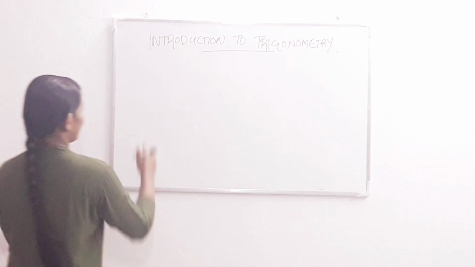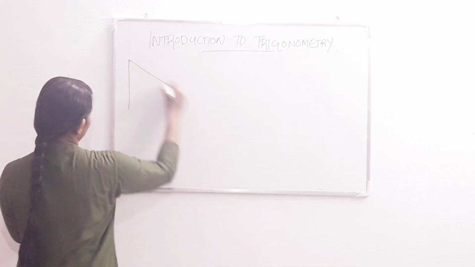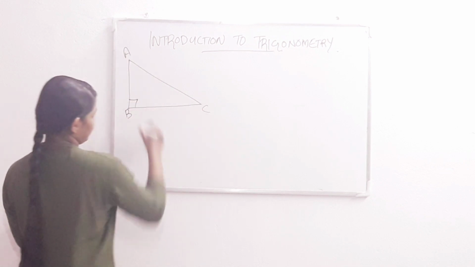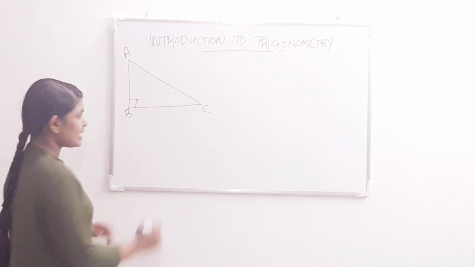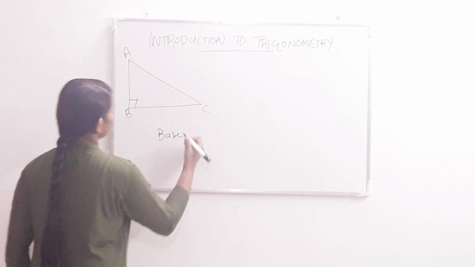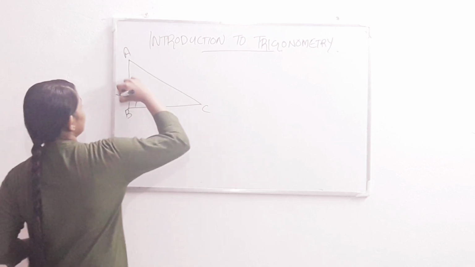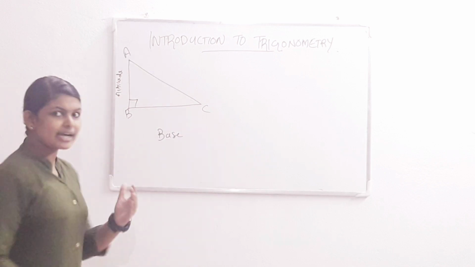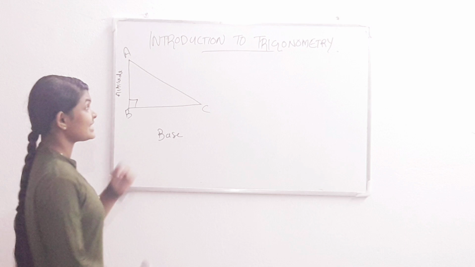So we consider right triangle ABC with a right angle at B. And this BC is known as the base, and AB is known as the altitude because it is perpendicular to the base. Then, which is the hypotenuse? Yes, this AC is the hypotenuse.